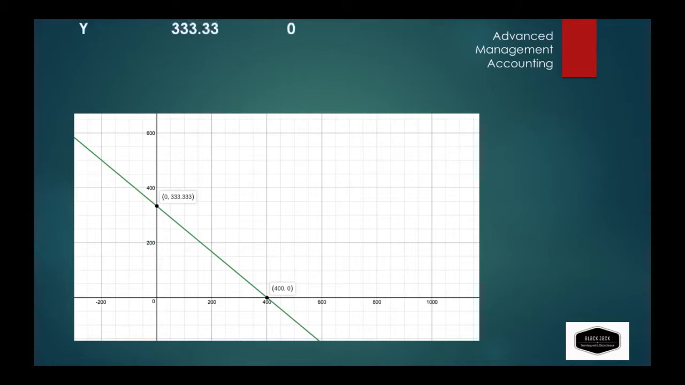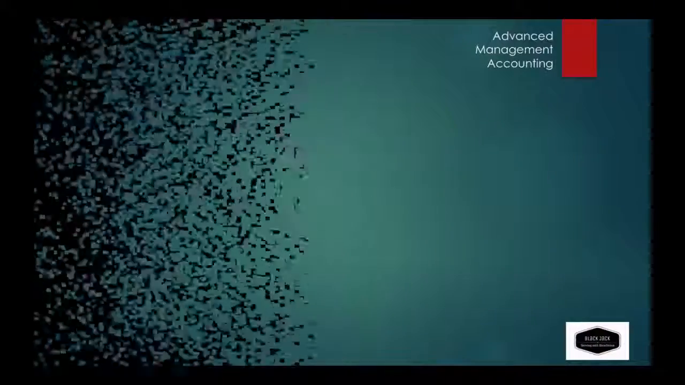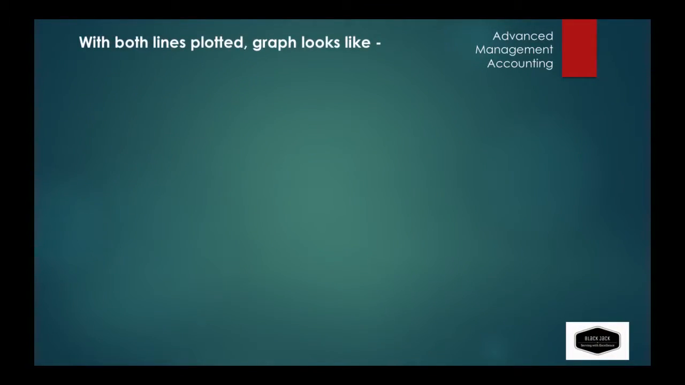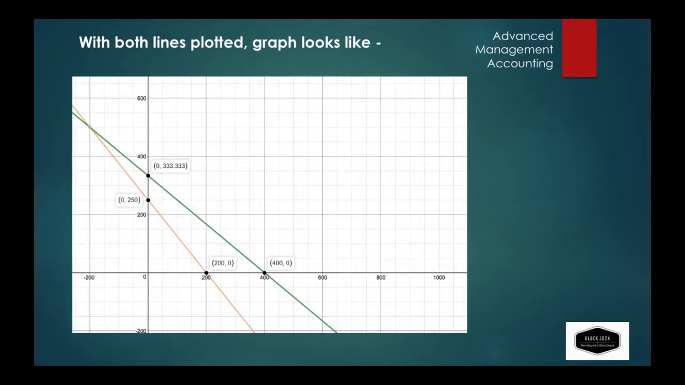Similarly, for the second equation, the values of x and y come out to be that x is 0 and y is 333.33, while when x is 400, y is 0. So, in a similar way, we can plot these points also. With both the lines plotted, our graph looks like this.